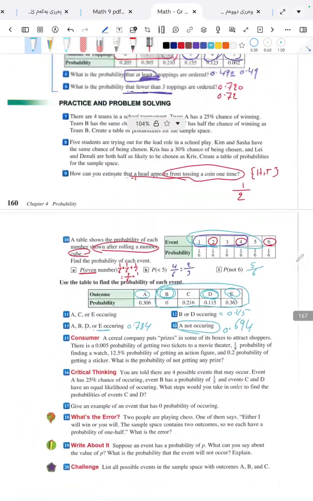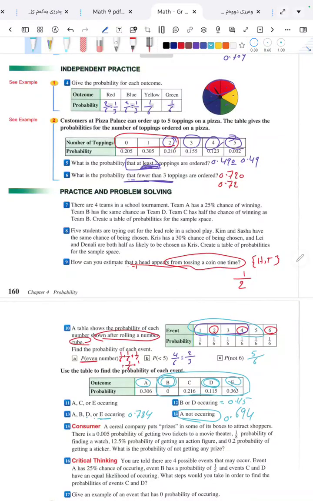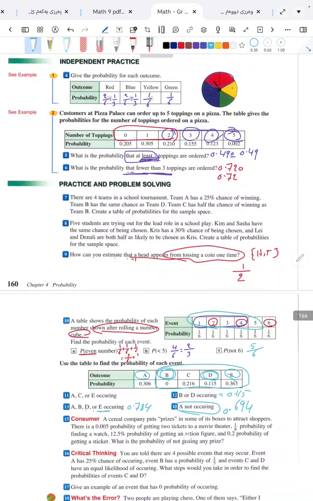Okay, so just pay attention to at least and at most. At least means the number and more. At most means the number and less.